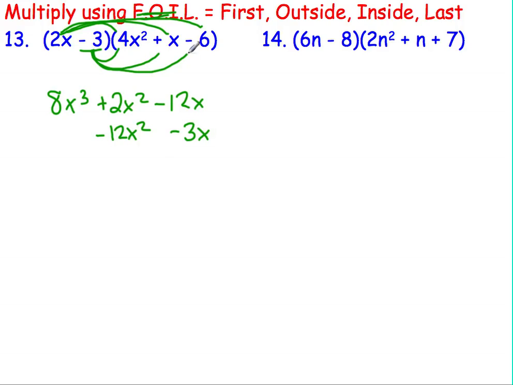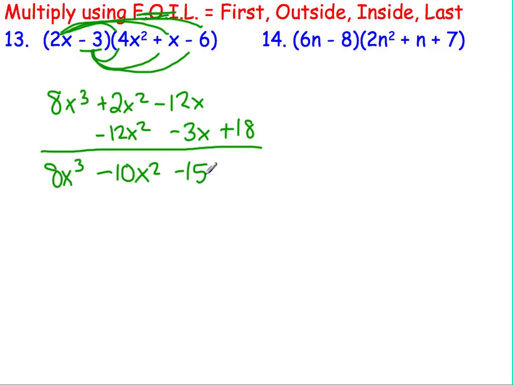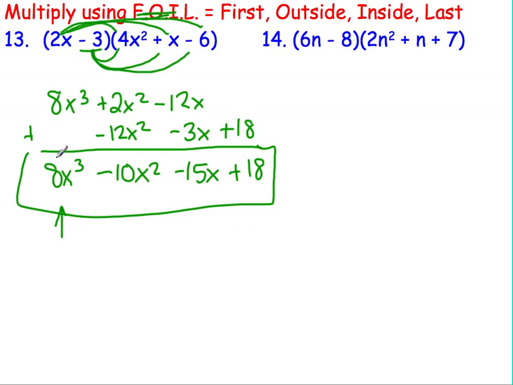I'll take negative 3 times negative 6. That'll give me positive 18. Since there is no other constant term, I'll just line it up in decreasing powers of x. So I have cubed, squared, to the first power, and then nothing. That'll give me 8x cubed minus 10x squared minus 15x and plus 18. All I'm doing is basically adding these two together to get my final term. Notice it is in standard form. The biggest power of x is first, then the next one, and then finally our constant.